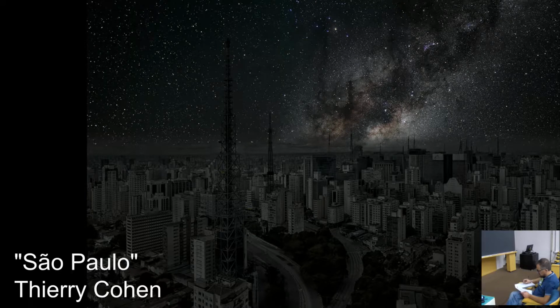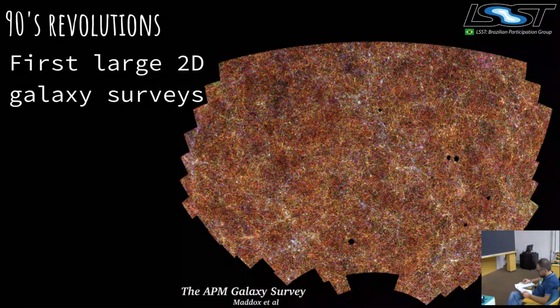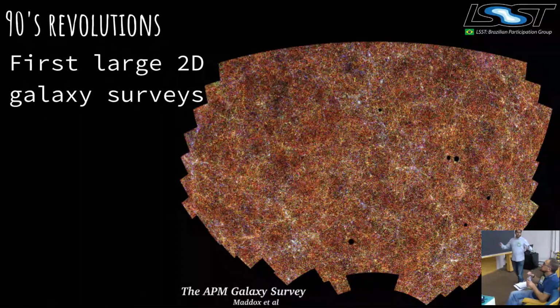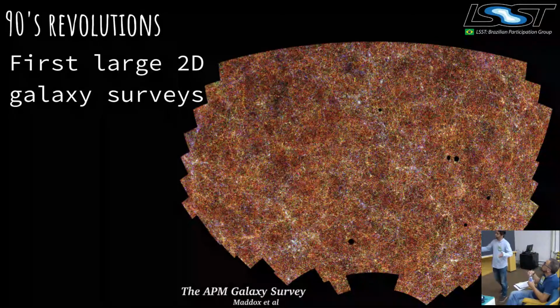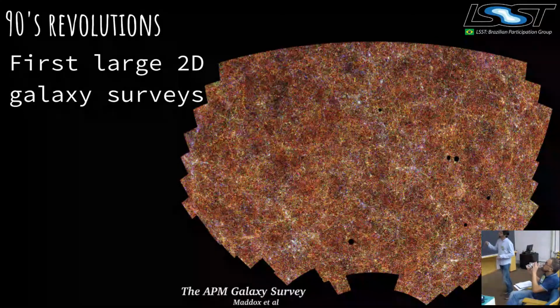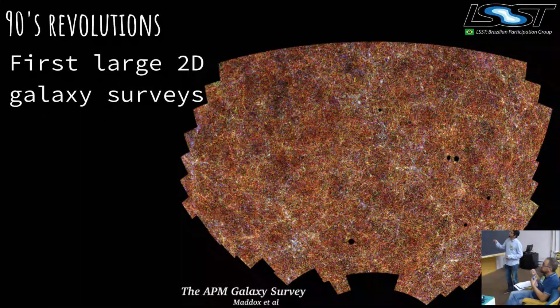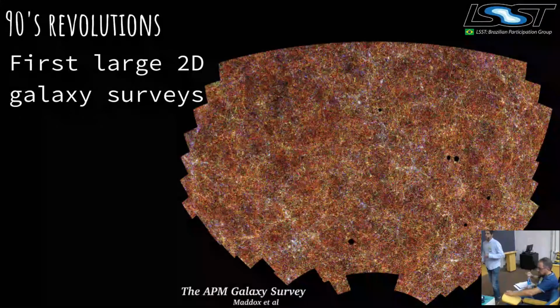But to see more, to know further of the universe, we really had to take pictures of it, right? And this really started to develop during the 90s. You had a few revolutions during the 90s. This is one of the first 2D maps of the universe, the APM Galaxy Survey. You use photographic plates that were scanned, and so you could build a map where you can already see some structure here and there, some overdensities, and get a hint of what the matter distribution in the universe looks like.